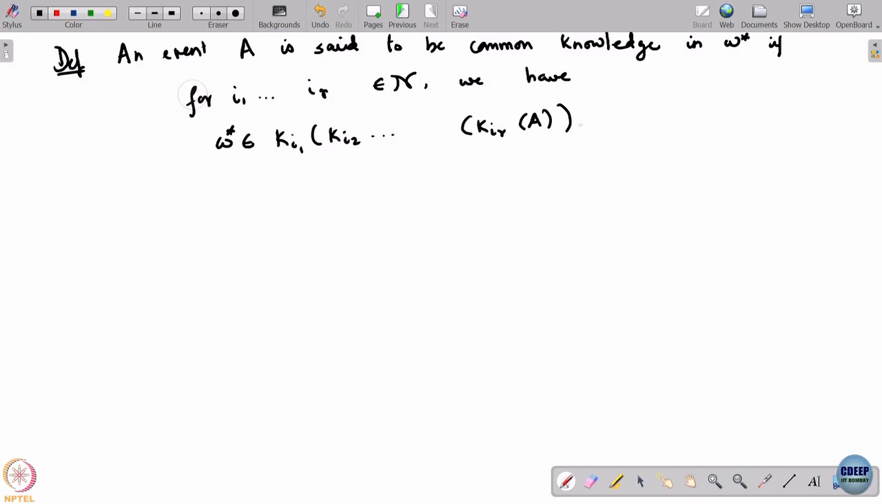So what does this mean? It means that i1 knows that i2 knows that ... iR knows A. So in omega star, i1 knows that i2 knows that ... iR knows A, and this is true for all such sequences that you can create. So this is the definition. It will turn out that it reduces to something much simpler in certain cases. We will discuss that subsequently.